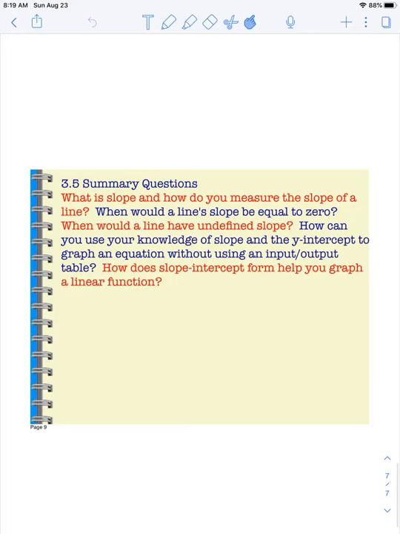All right, some summary questions for you. What is slope and how do you measure the slope of a line? Slope is m in the equation y equals mx plus b. It is rise over run. How do you measure it? It's the change in y over the change in x.